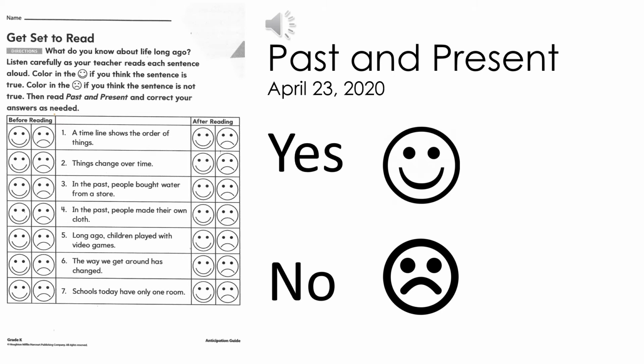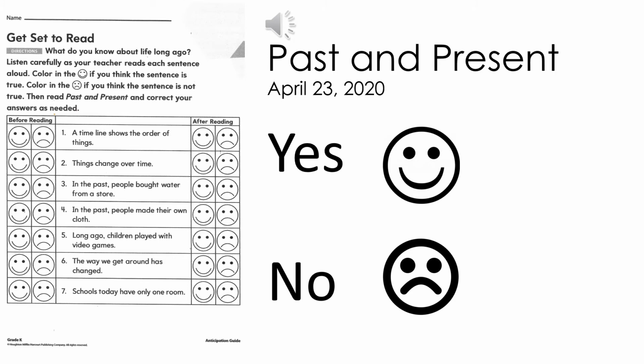Number 1 says, a timeline shows the order of things. So what do you think about a timeline? Do you think that that's true? Does a timeline show the order of things? If yes, color the happy face. If no, color the sad face. Okay, number 2. Number 2 says things change over time. Is that true? Do things change over time? If you think that that is true, color the happy face. If that is false, color the sad face.